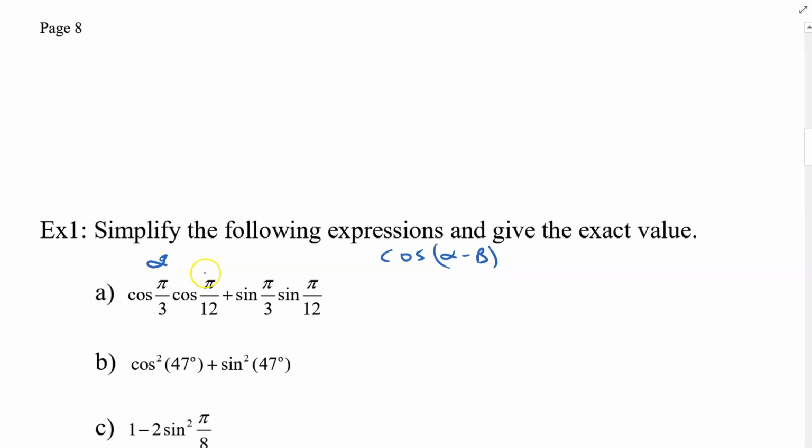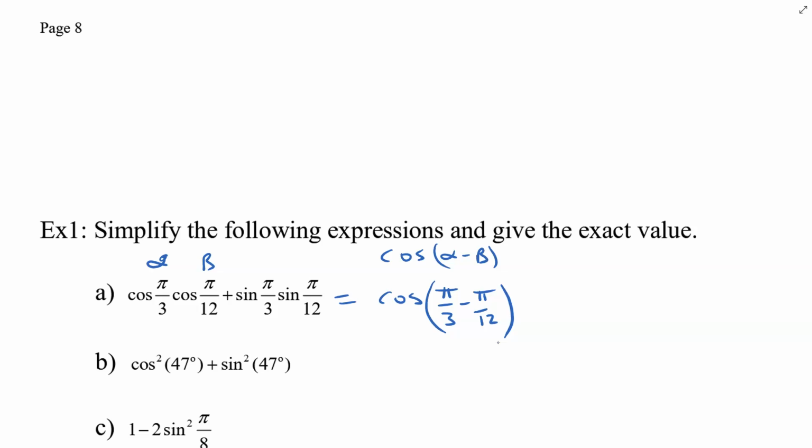I'm trying to write alpha. There's alpha and there's beta. So this is going to be equal to the cos of pi over 3 minus pi over 12. I'm putting parentheses in there because the angle is pi over 3 minus pi over 12. Okay, a bit of fraction work here.